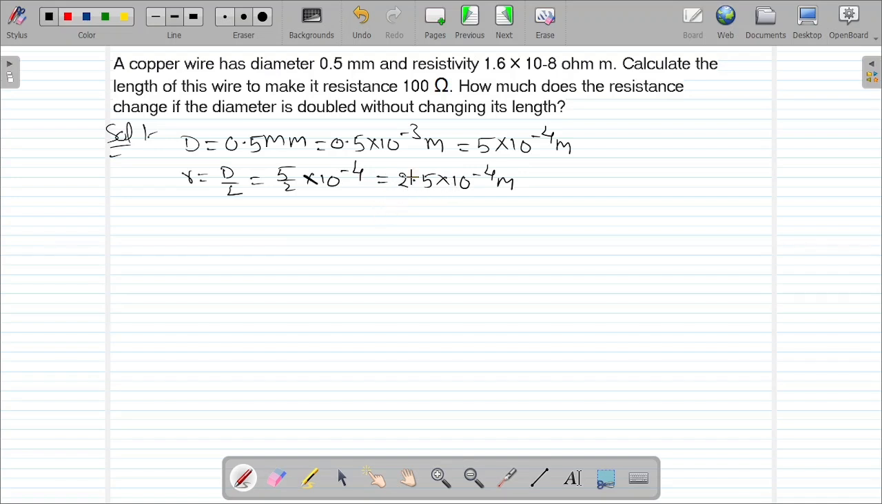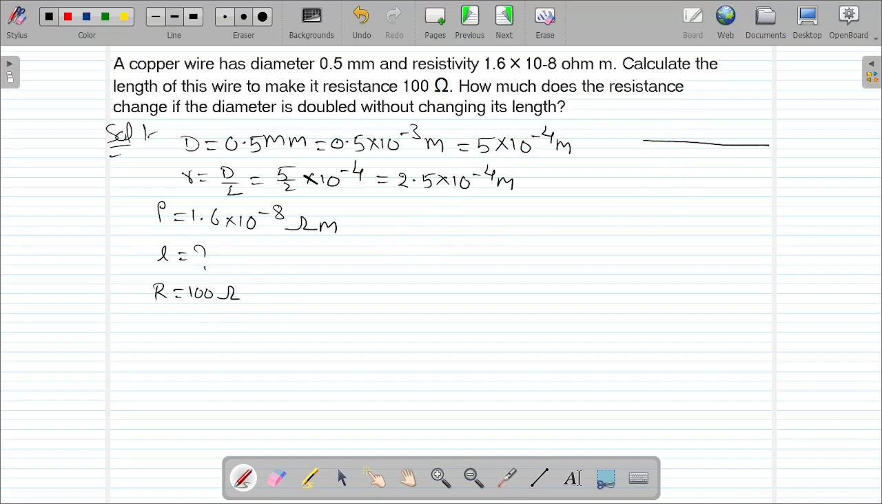Okay, next, calculate the length. We need to find the length, and the resistivity is also given. What is the resistivity? 1.6 into 10 to the power of minus 8 ohm meter. Calculate the length of this wire to make a resistance of 100 ohms. Okay, to make a resistance of 100 ohms, I need to find it. How much does the resistance change if the diameter is doubled without changing its length?